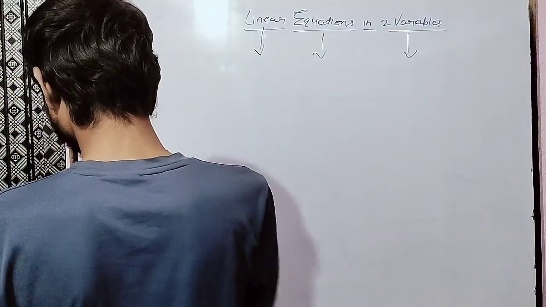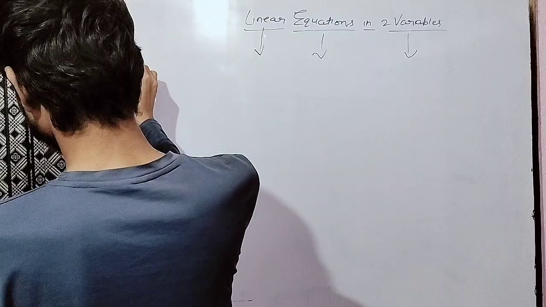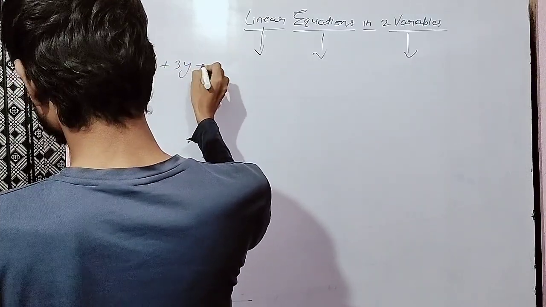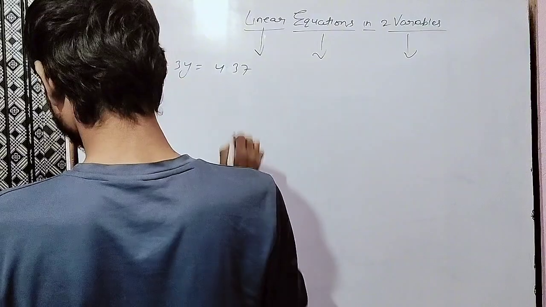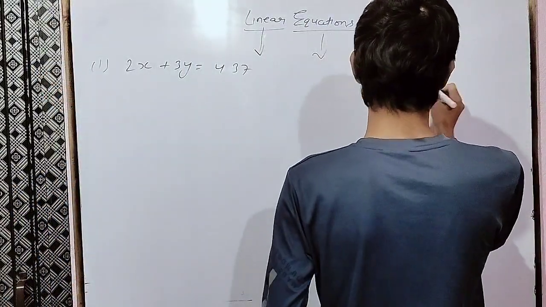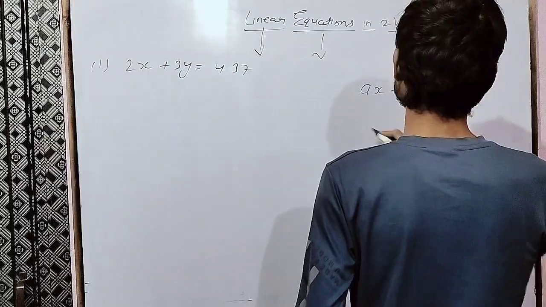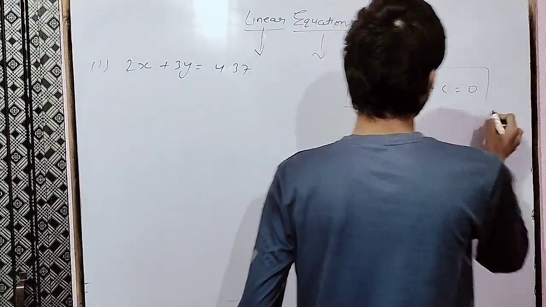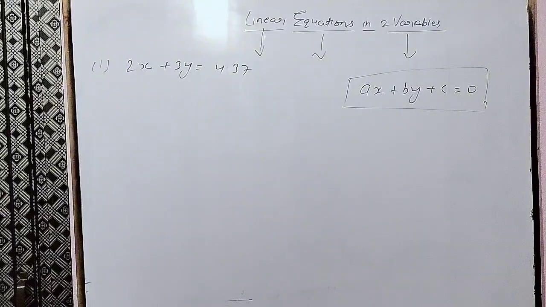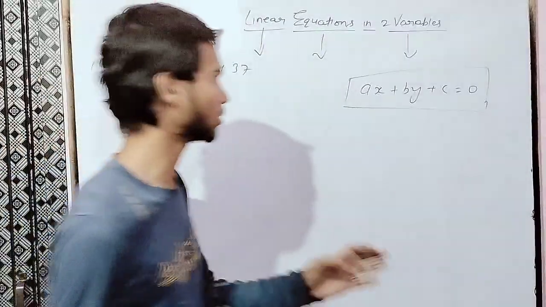Here, you have to tell this ax plus by plus c is a 0. You have to understand first of all about this. What is this? Here, carefully.